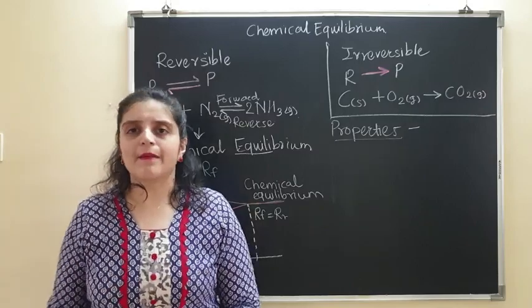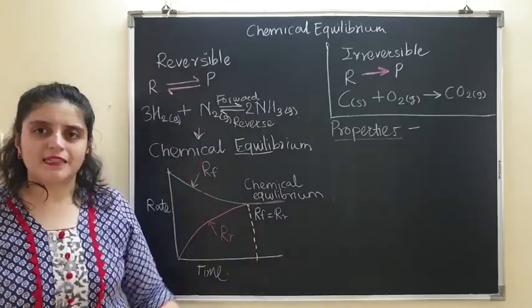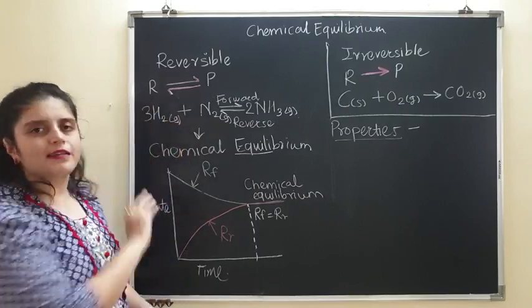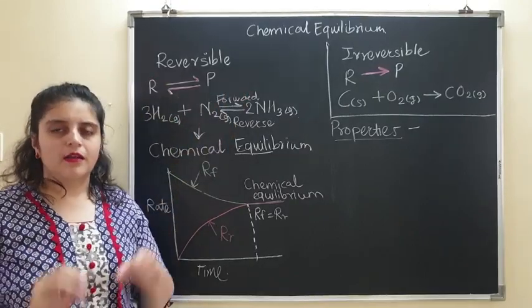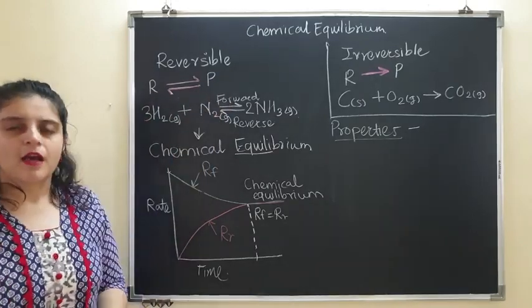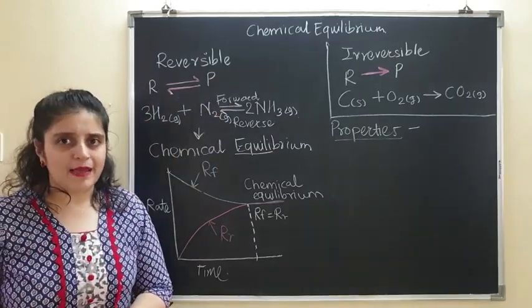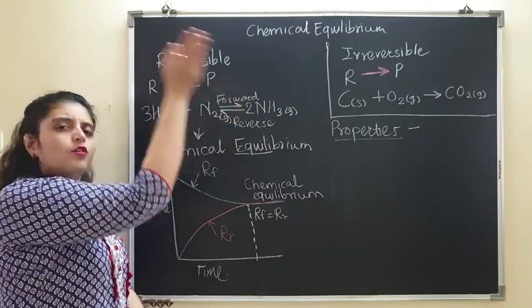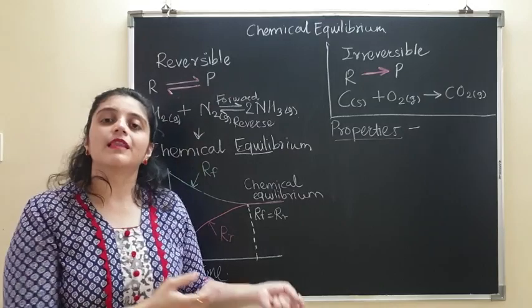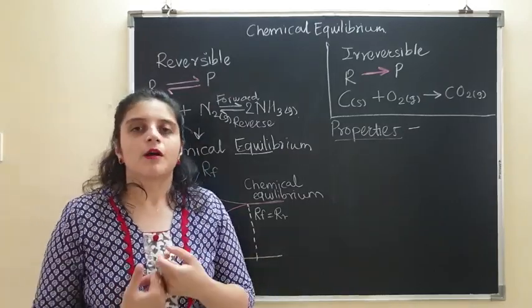But how will they be present over here? Imagine that 100 reactant molecules are forming products, but the rate of the reverse reaction is also the same. So 100 product molecules will give you reactant back. So as much reactant as turns into product, that much product will turn back into reactant.